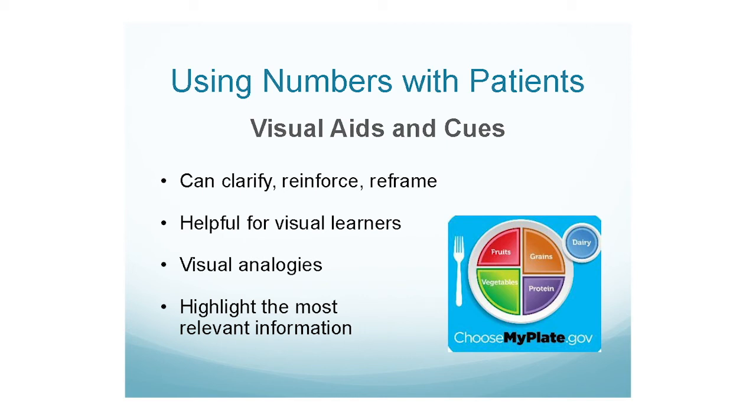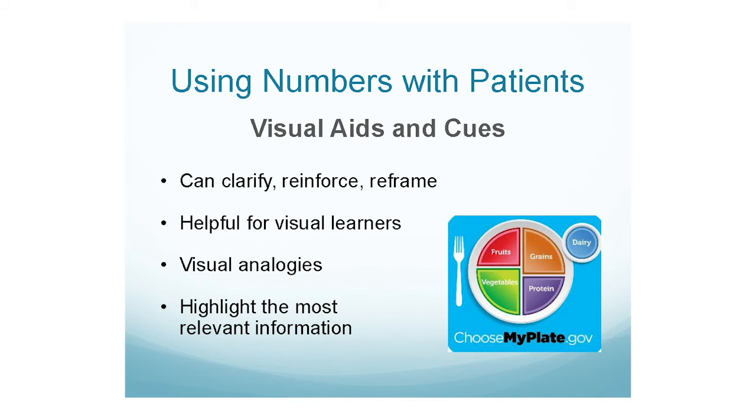How many people have seen Choose My Plate? That is the new food pyramid. They went away from the pyramid, and now this is MyPlate. This really helps some people figure it out without having to know numbers, number of servings, or percentages. They can just look at that. So for your visual learners, like I said, ask them how they learn. If they're visual, then something like this works. When might this be an issue?